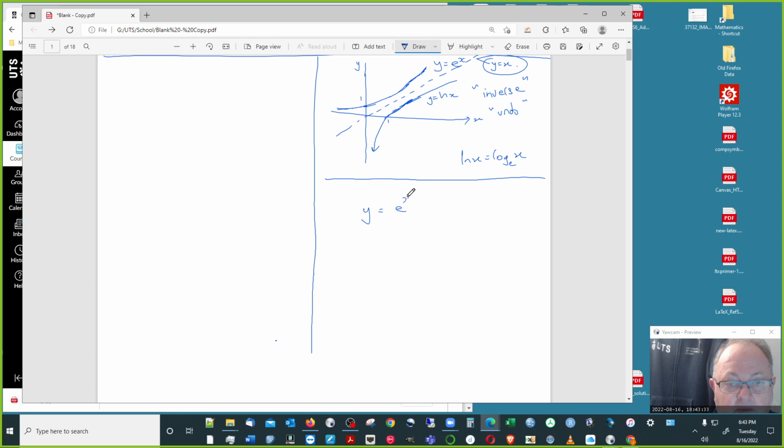So y equals e to the x. What's the operator on x? That's a funny way of saying the function, but a function can be an operator. The operator is exponential. How do we undo exponential? Remember, this is for teachers. You can teach students, but this is for you guys. How do we undo exponential?